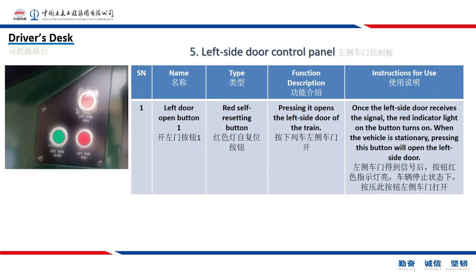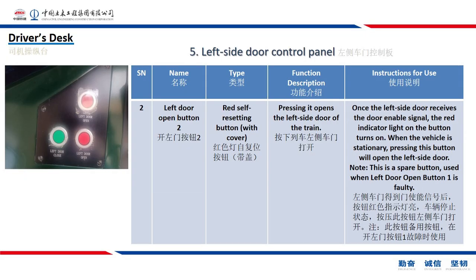Slides 24 to 25, left side door control panel. Here we see the left side door control panel. This panel is dedicated to opening and closing passenger doors on the left side of the train. It ensures that doors can be controlled safely at stations. The design is simple, but the responsibility is huge. Drivers must double-check that doors are closed before departure.